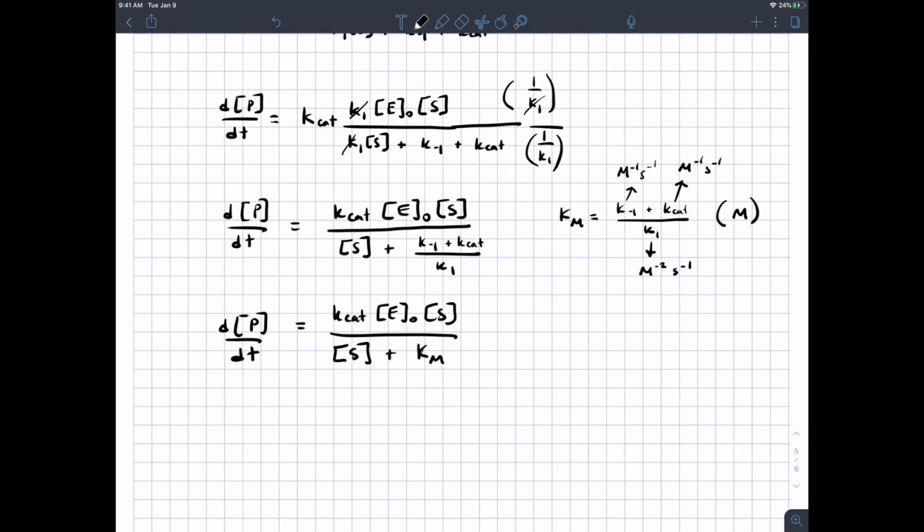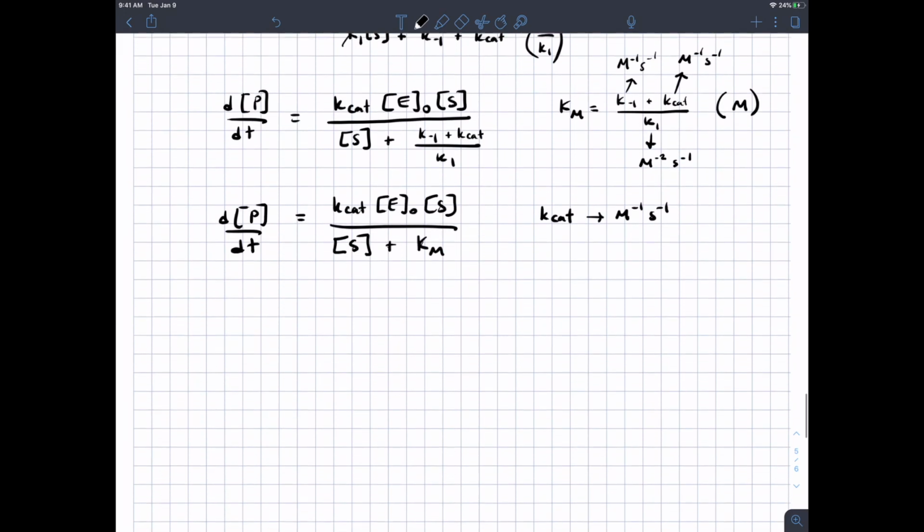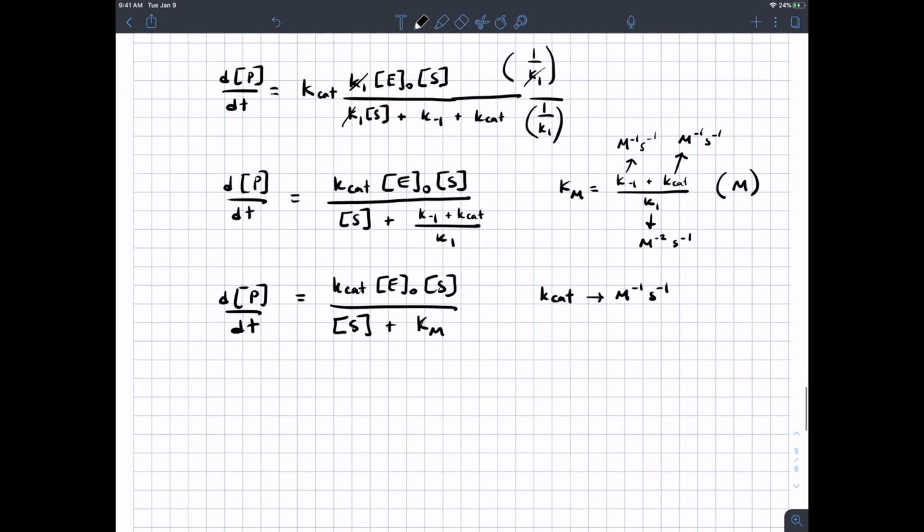All right. Questions so far? So what does Km mean? And the answer is it depends. So we're going to start with what the heck K cat means. K cat is very simple. It's in units of per second, and it describes conversion of the enzyme substrate complex into product.